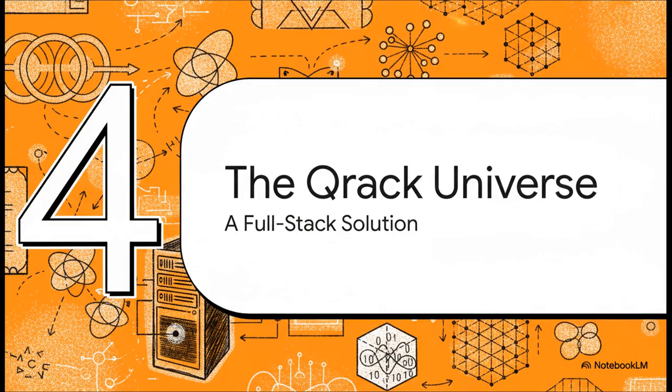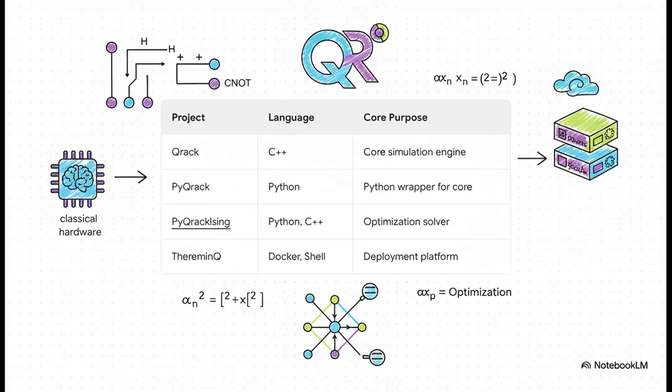And this intelligence isn't just locked away in one library. Over time, Qrack has grown into a whole universe of tools that all work together, creating a complete solution for anyone doing quantum R&D. This table lays it all out. You've got the core, which is Qrack itself, the super fast engine written in C++. Then, for pretty much everyone else, you have PyQrack, which is the easy-to-use Python version. And on top of that, you have specialized tools like PyQrack for specific optimization problems, and TheoremInQ, which is a whole platform for running huge simulation experiments. It really is a complete toolkit.